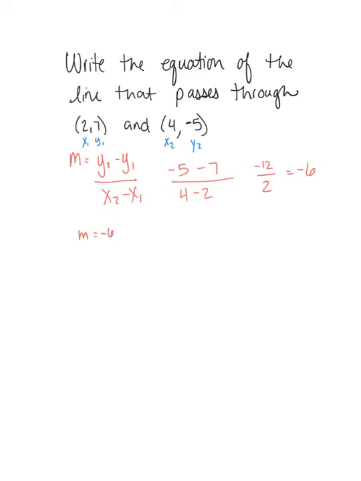Once I have m, I'm going to pick one of the 2 points and plug that into my slope-intercept form, y equals mx plus b, to solve for b. I'm going to pick 2, 7, just because my values are positive there, and that's a little bit easier to work with. So I'm going to plug in 7 equals, in for m goes -6, times 2 plus b. Now this is an equation that I know how to solve, and I can do that like so.